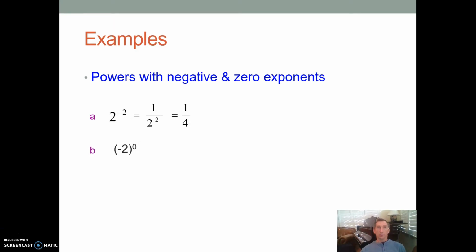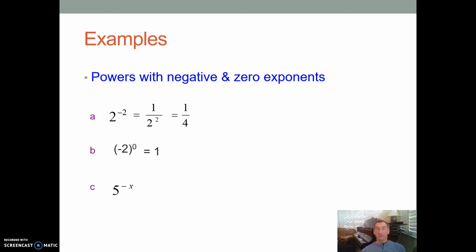Let's take a look at a couple more examples. Negative 2 to the 0 power. If you recall, when we first started exponents, we defined anything to the 0 power as being equal to 1, and that's no exception here. That rule still holds. So anything to the 0 power is 1.